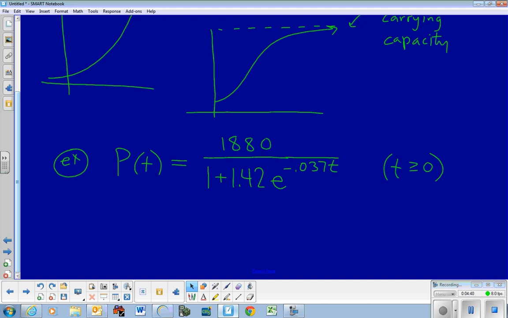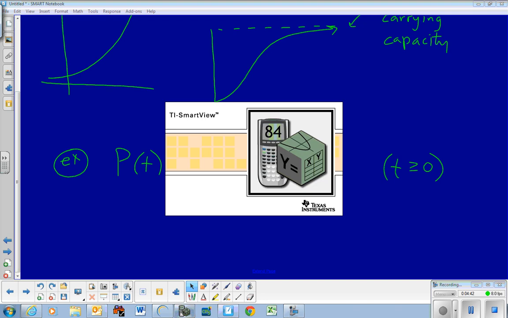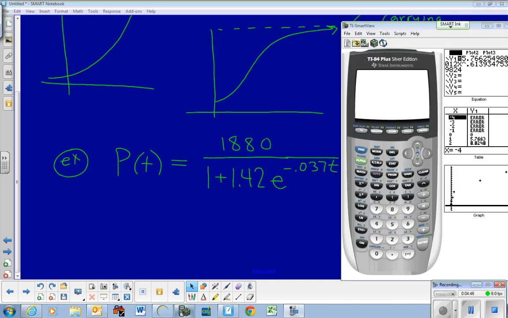So let's check. Get my calculator back out here. So if I want to know how many fish there will be in 50 years, I need to do 1880 divided by, now this whole denominator needs to be in a set of parentheses, 1 plus 1.42 to the, also in parentheses, negative 0.037 times 50, close. I think I got all my parentheses correct. 1, 2, 3, 4. What about that? There should be 1,234 fish in 50 years.